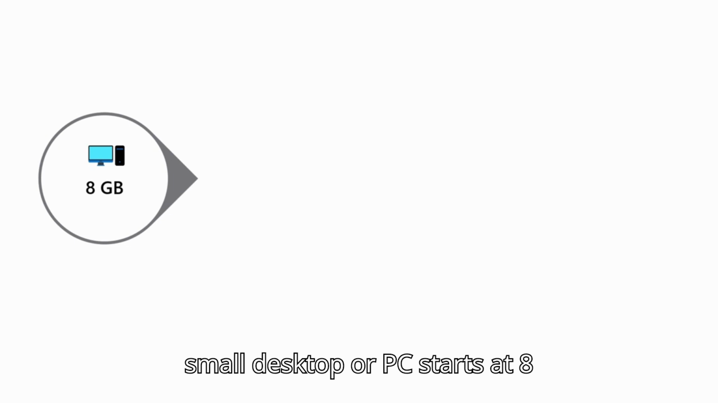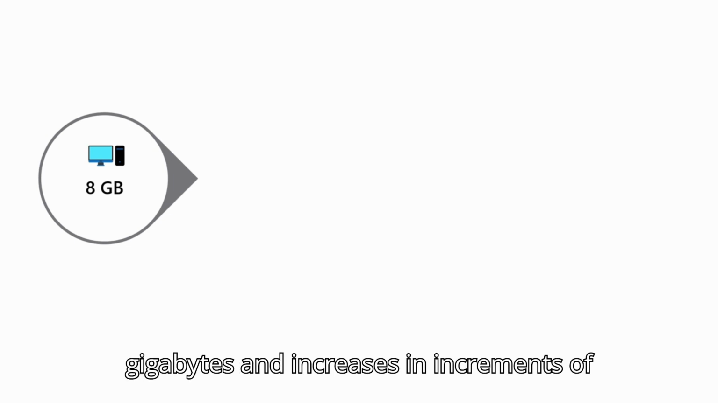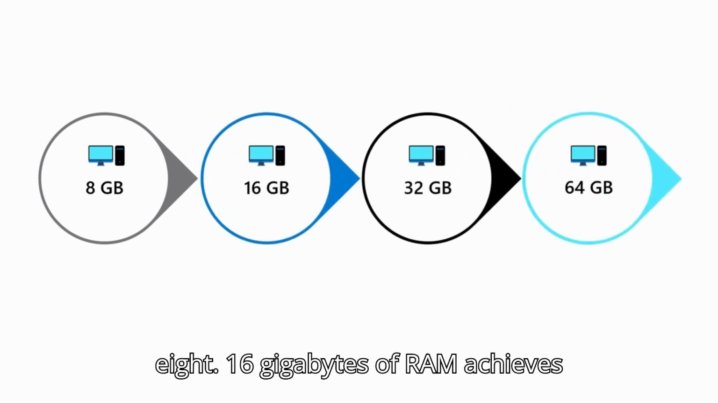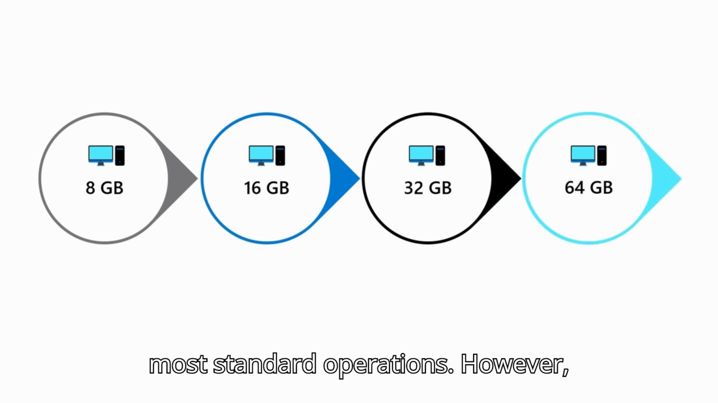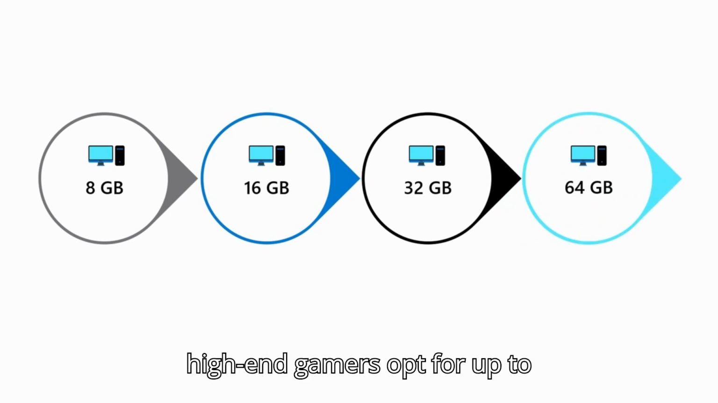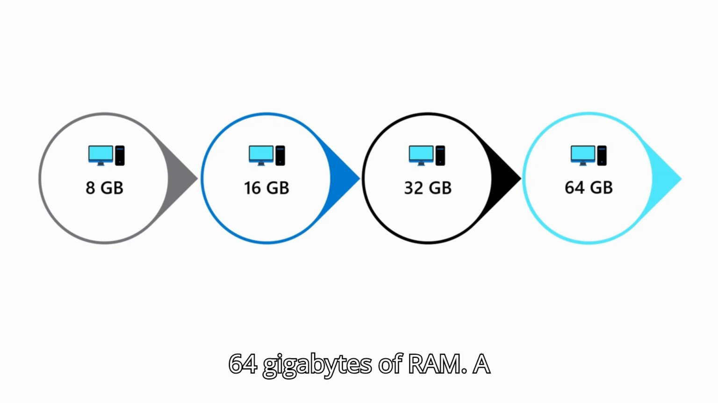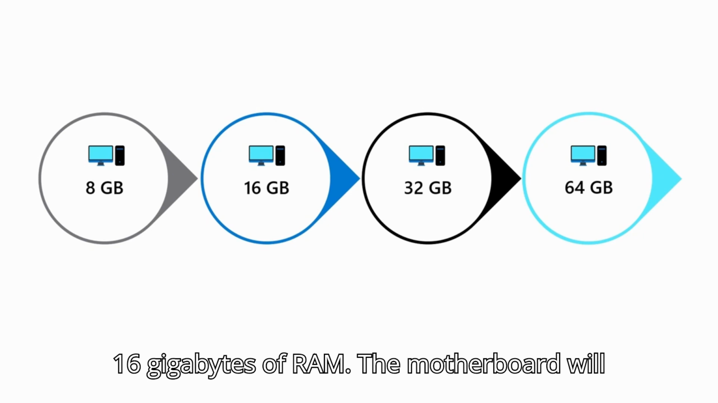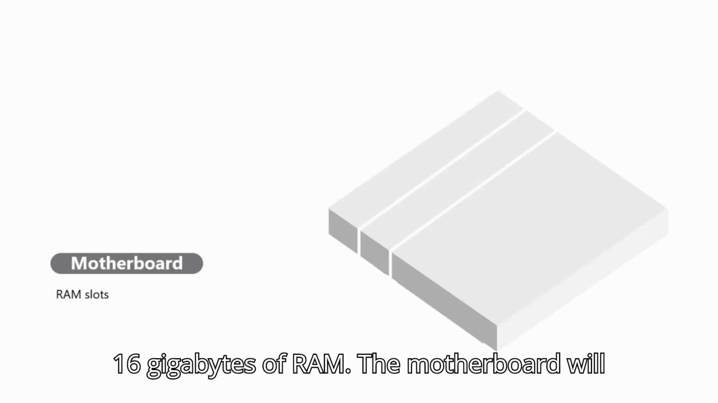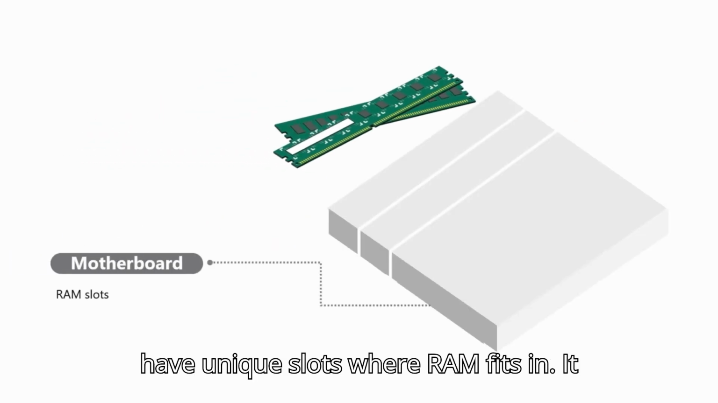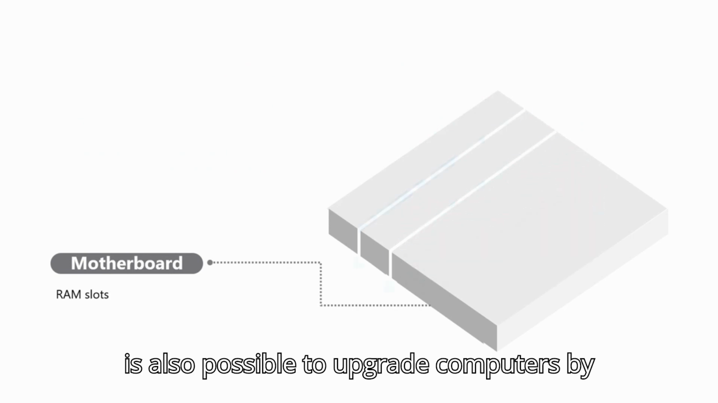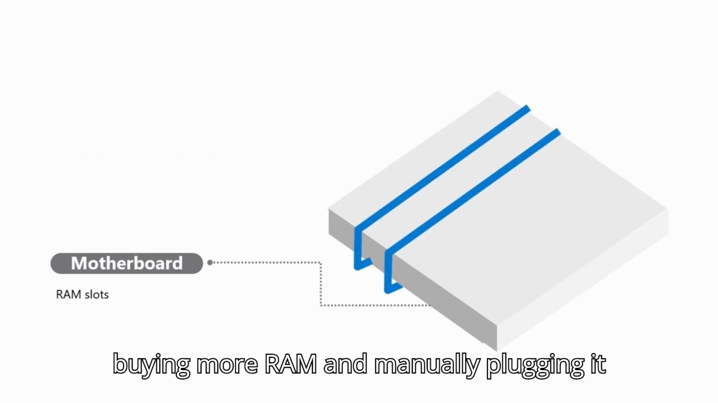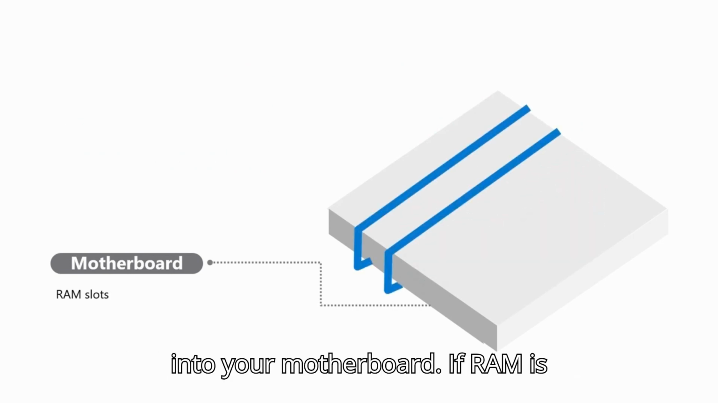Typically, the minimum RAM size of a small desktop or PC starts at 8 GB and increases in increments of 8. 16 GB of RAM achieves most standard operations. However, high-end gamers opt for up to 64 GB of RAM. A tablet would typically have between 2 and 16 GB of RAM. The motherboard will have unique slots where RAM fits in. It is also possible to upgrade computers by buying more RAM and manually plugging it into your motherboard.